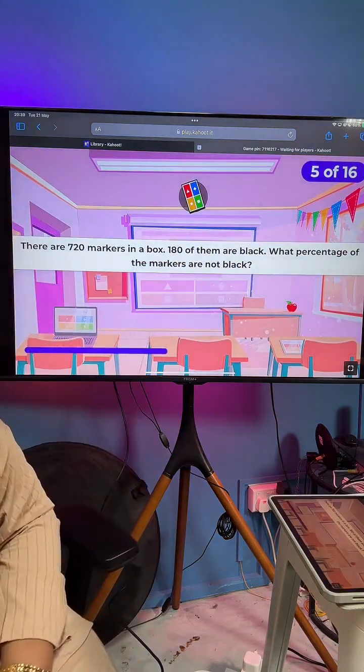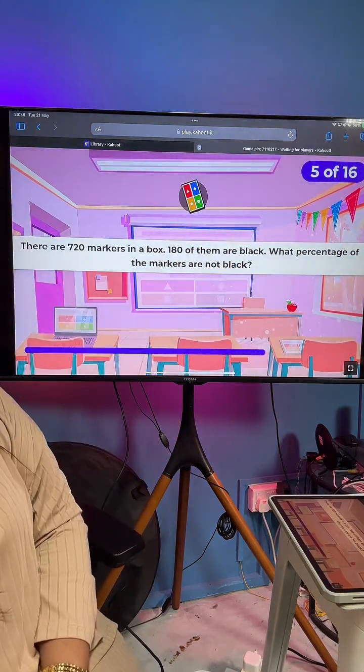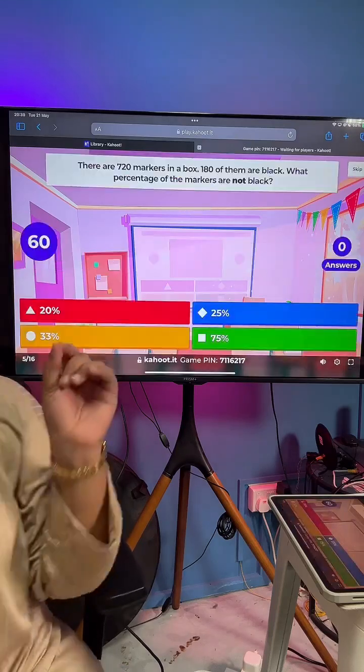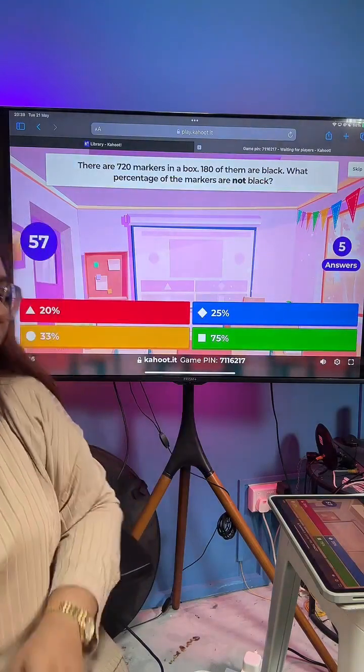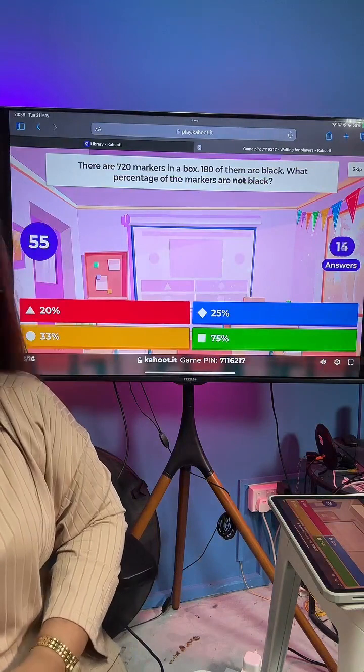There are 720 markers in a box. 100 of them are black. What percentage of the markers are not black? Percentage question. I don't want black.